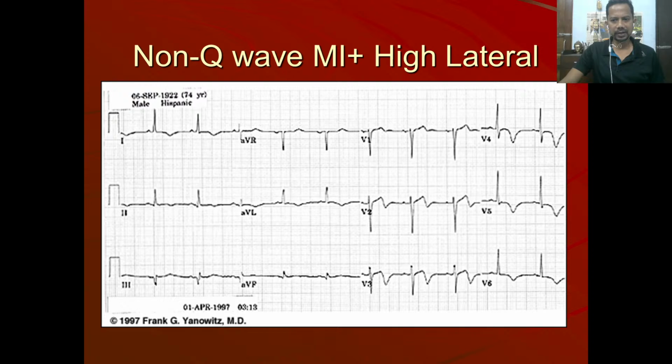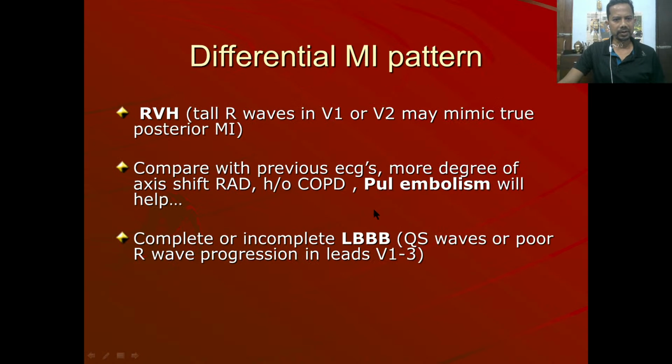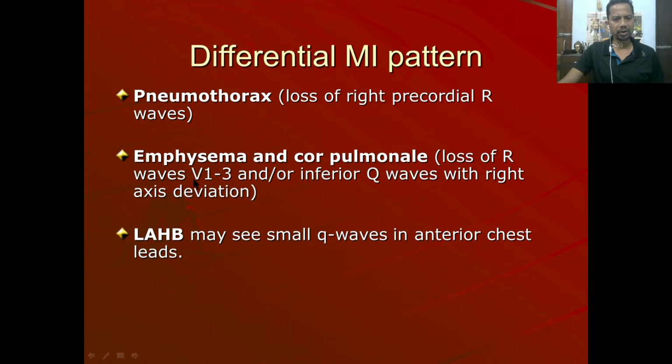Yeah, so these we have done. This is a Wellens biphasic T, high LAD block, and so this we have done already. I don't know why it has come again. So pneumothorax, emphysema, cor pulmonale, LAHB can also cause small Q waves in anterior chest leads. So you should remember there is a deep S in lead 2, lead 3 with LAD, and the Q waves have appeared which were not there before.